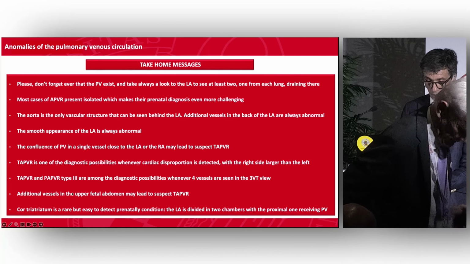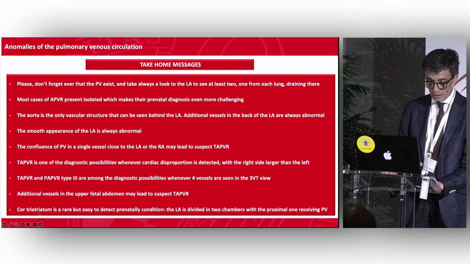And finally, cor triatriatum is a rare but easy to detect prenatally condition, because the left atrium is divided in 2 chambers, with the proximal one receiving the pulmonary veins.